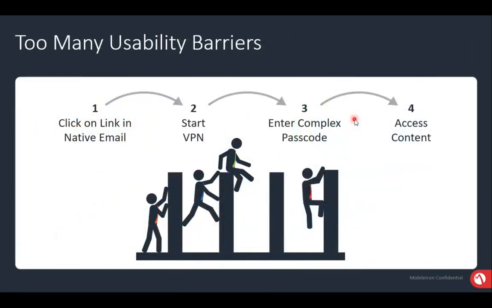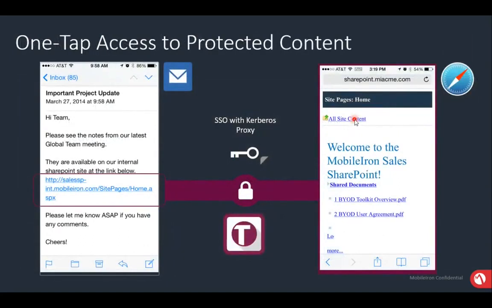If the same is to be achieved with a traditional VPN, they'll have to click on the native email, start the VPN, and enter the passcode. And if it's two-factor, they'll have to get authenticated with the two-factor passcode. And based on whatever access control policy has been set, they'll get whatever access they have. But with the MobileIron Tunnel, if you simply receive a URL in the email, you just click on it, and it will trigger the VPN tunnel automatically. And using the Kerberos Proxy, it will let you automatically log into SharePoint or any application which is configured.